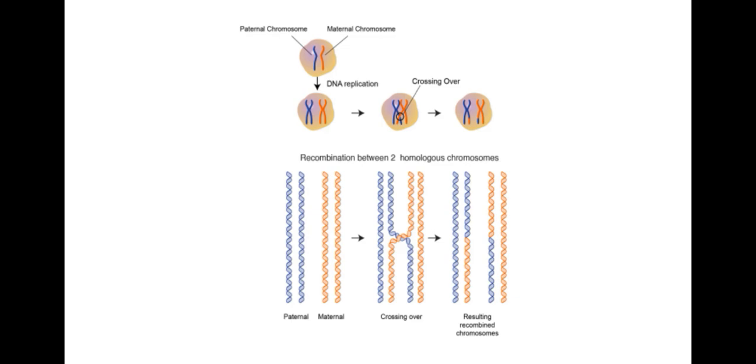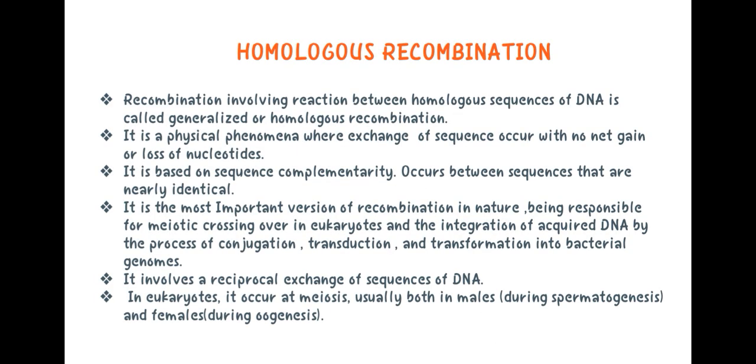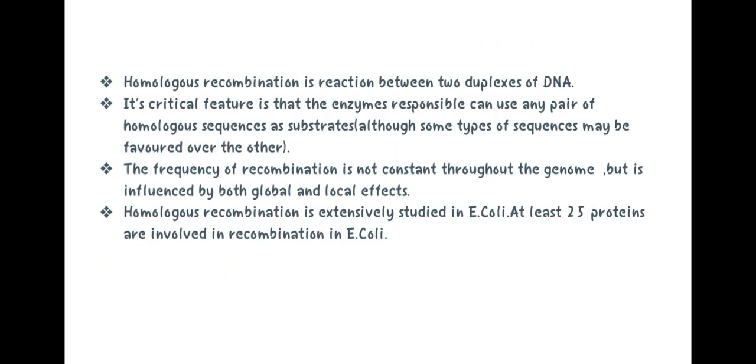Paternal chromosome, maternal chromosome, DNA replication, crossing over. So, paternal, maternal, crossing over, resulting in a recombined chromosome. Homologous recombination is a reaction between two duplexes of DNA. Its critical feature is that the enzymes responsible can use any pair of homologous sequences as substrate, although some types of sequences may be favored over the others.